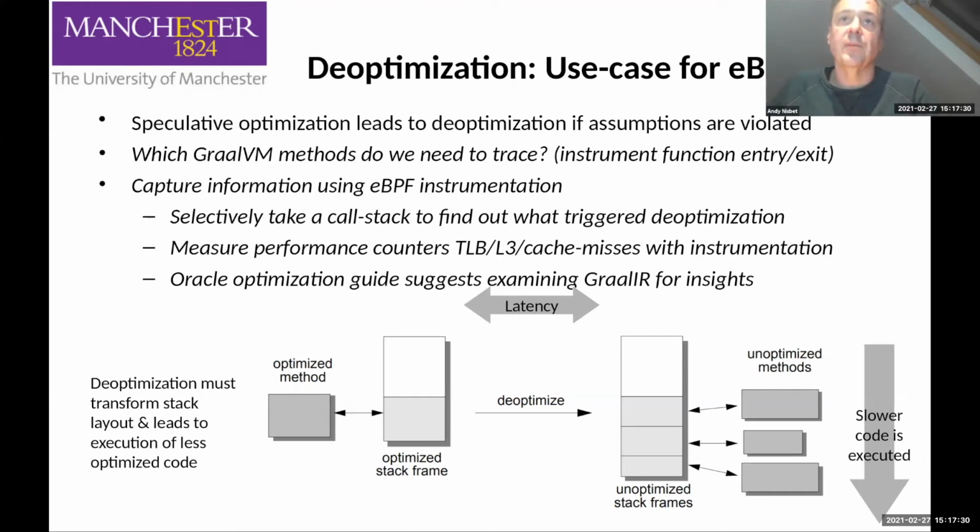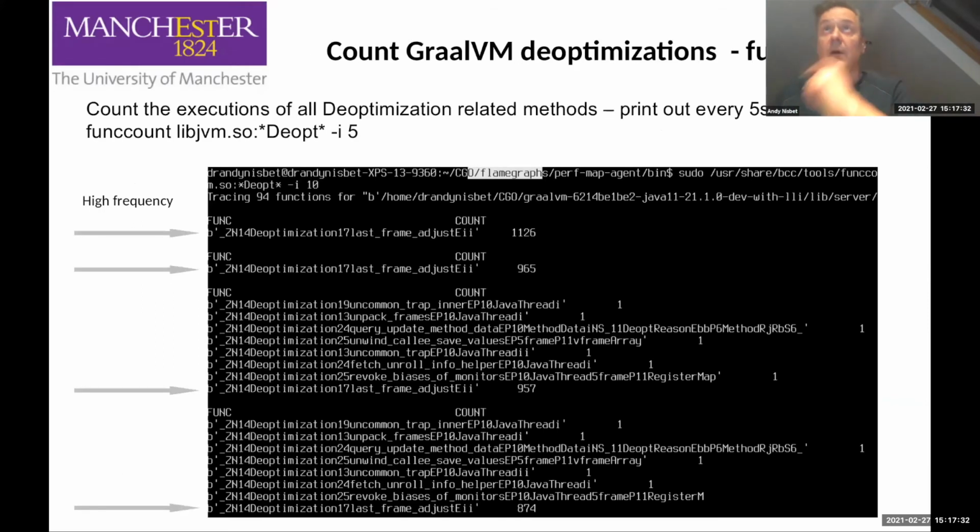So firstly, the standard funccount tool in eBPF can instrument any methods that match or are related to deoptimization in libjvm.so. We can easily identify which functions are called and how often.